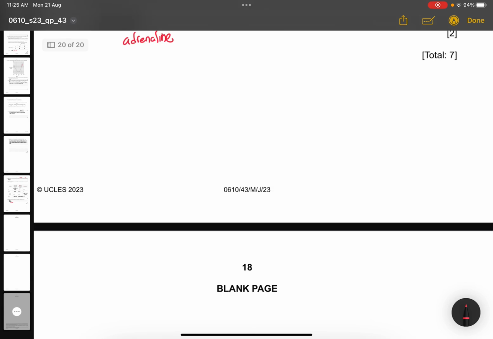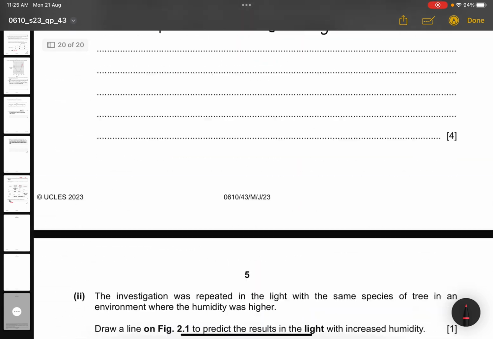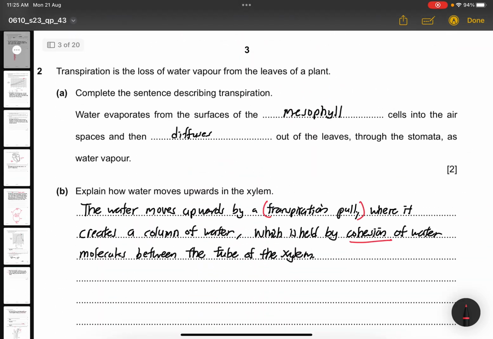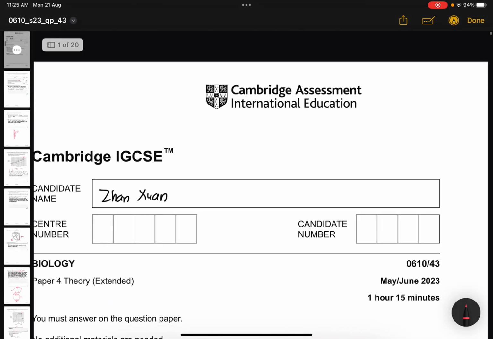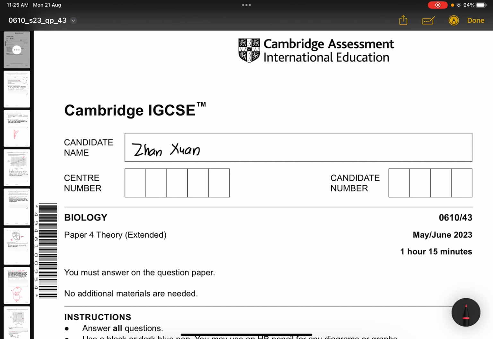So for this paper, I think the difficult one for me will be part 2, question 2, because it's asking for transpiration, which not many of us would actually read thoroughly. So I think that will be the difficult one, but others are fine. Those small marks are easy to get.